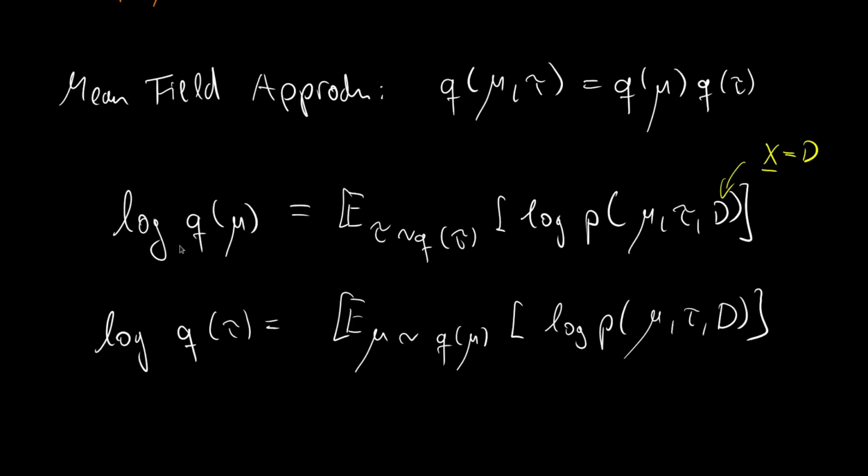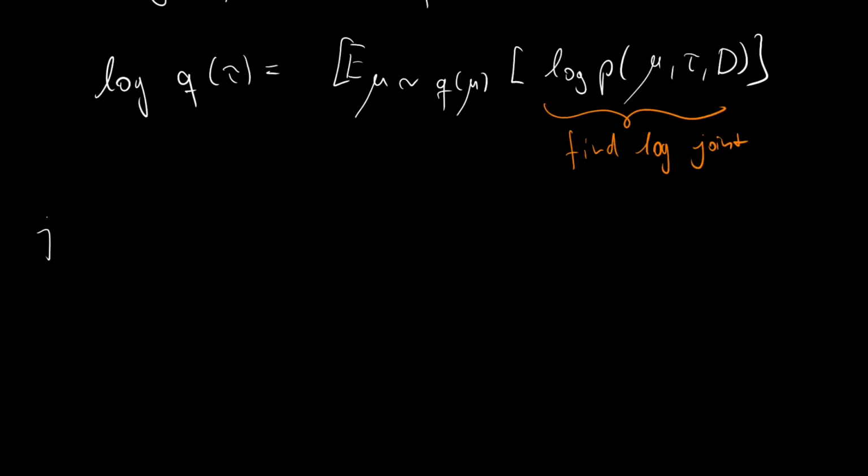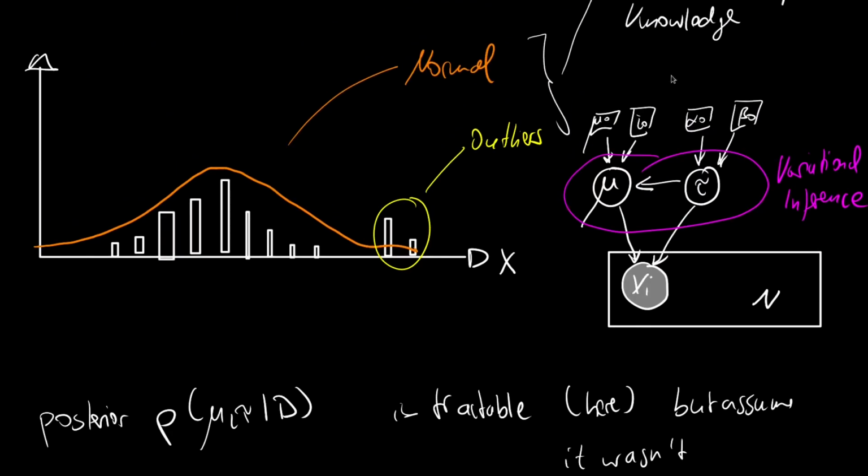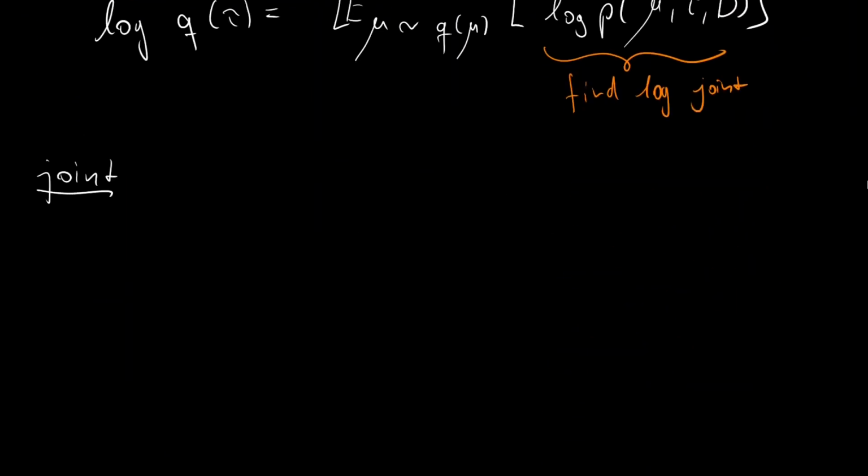And in order to find the q of mu and the q of tau, we have to find the log joint, and this will be our first task, to find the log joint distribution. So then let's look at the joint and recall once again, since we have access to the directed graphical model, which essentially is what we used to model the data, or that model that we assume for the data, we have access to the joint distribution.